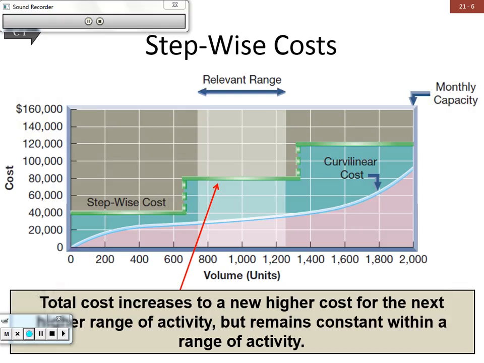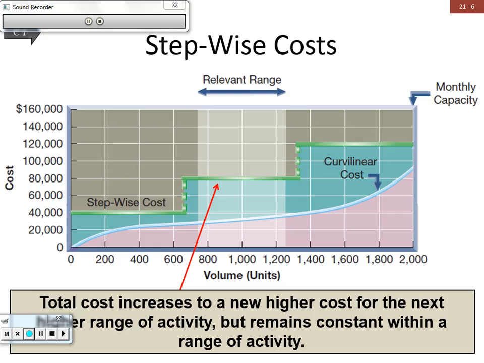Stepwise. The reason they call it stepwise is basically the flow in which it goes. It's not saying that the volume or the cost do not increase, because they do. We know that based on activity. However, as costs rise, the flow of those costs on this graph goes in a step direction.